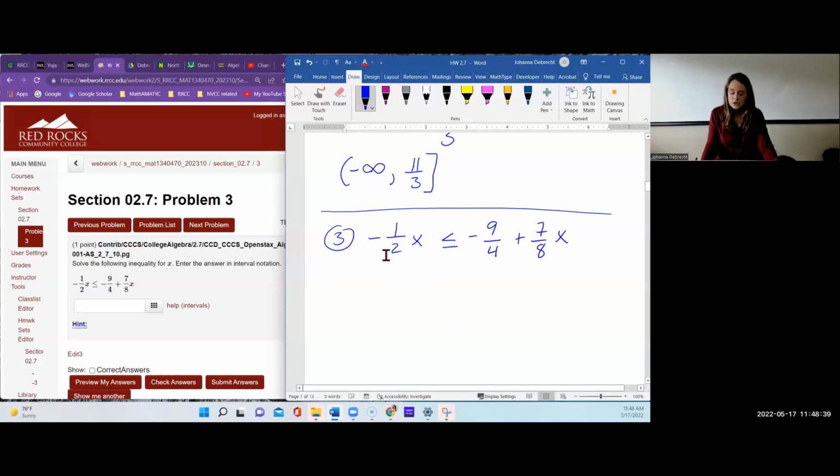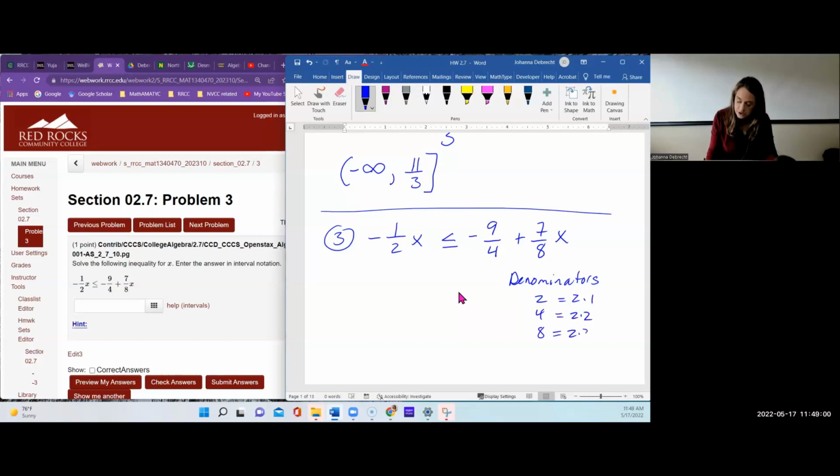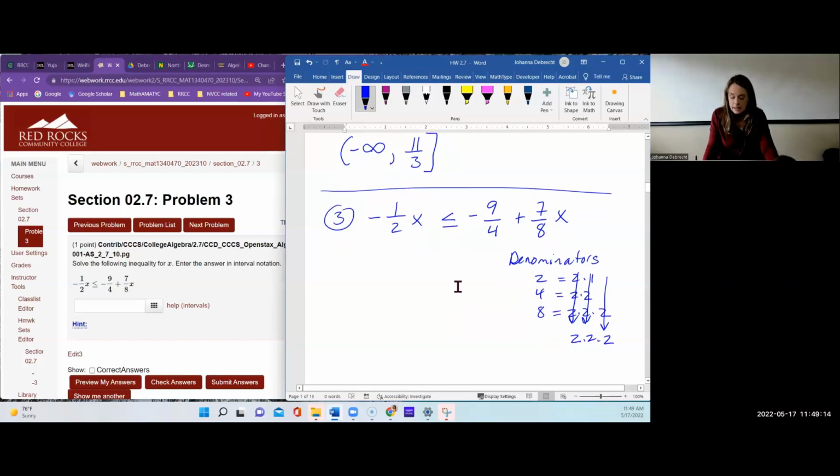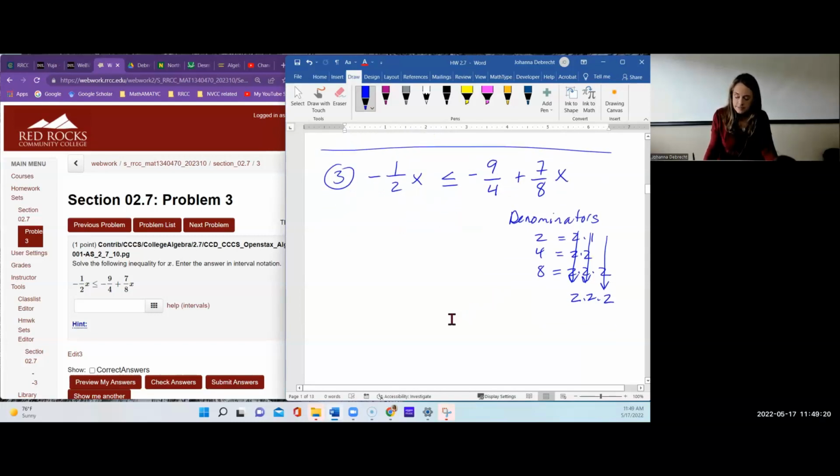Okay, the first thing I'm going to do is note that I have fractions in this. And then I'm going to note the denominators that I have. My denominators are 2, 4, and 8. Two is 2 times 1, 4 is 2 times 2, and 8 is 2 times 2 times 2. In other words, they all need at least one 2, but 4 needs another 2, and 8 needs yet another 2. In other words, the lowest common multiple of those numbers is 8. Let's multiply every term on both sides by 8 to clear it of the fractions.